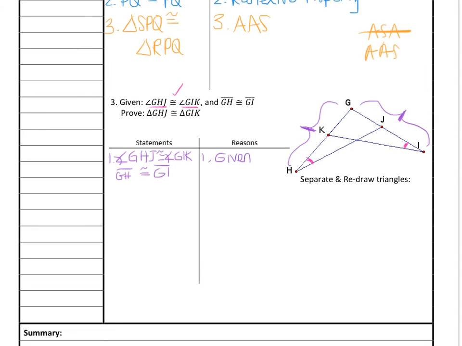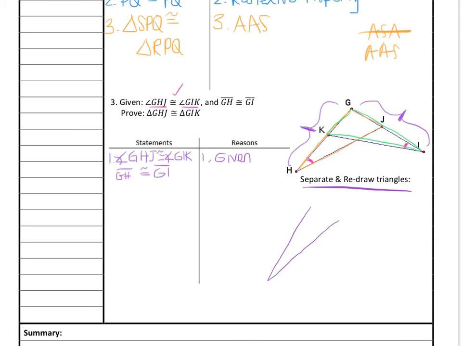hash mark. Now our goal is to prove that triangle GHJ, and I'm just going to outline this in orange real quick, GHJ is congruent to the other triangle that I'm going to outline in green, GIK. Now it looks to me like they're overlapping, right? You see the orange and the green that cross over each other in this general area. So I think that it would probably be easier to separate and redraw the triangles. If you have overlapping triangles, always just separate them.